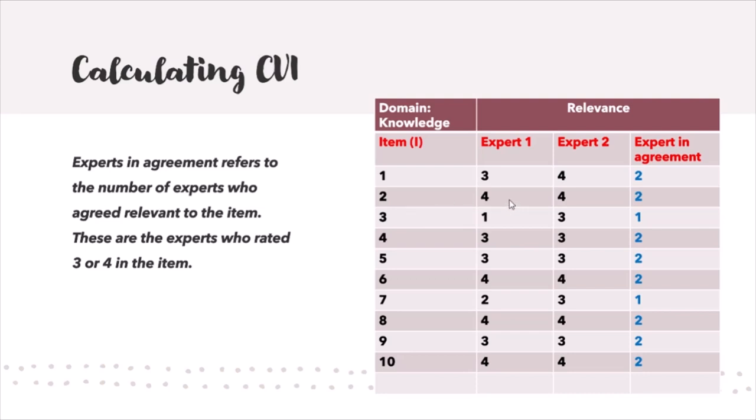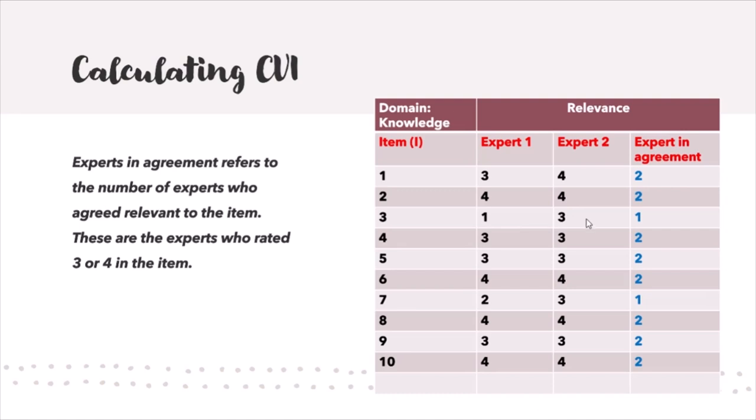Expert 1 gave a score of 4 and expert 2 gave a score of 4. So the experts are in agreement, both of the 2 experts, so 2, because we have only 2 experts. Take a look at item number 3. Expert 1 gave a score of 1 and expert 2 gave a score of 3.